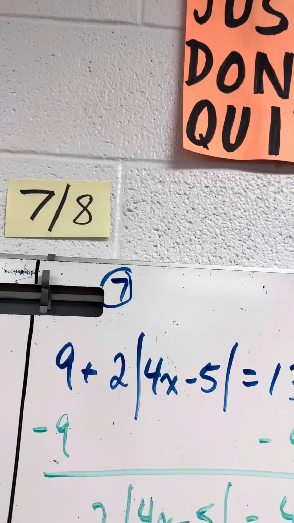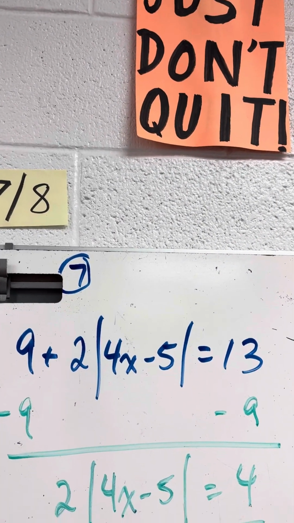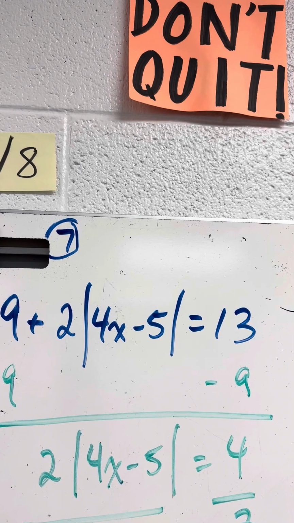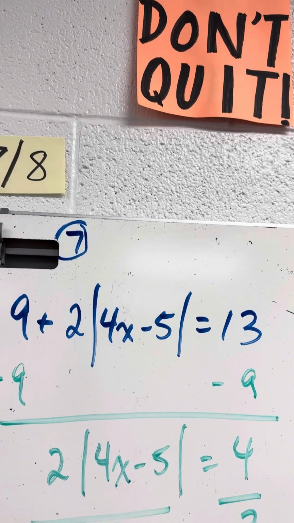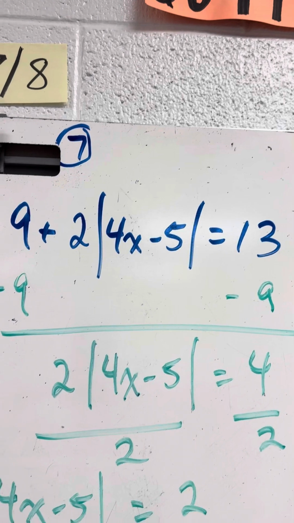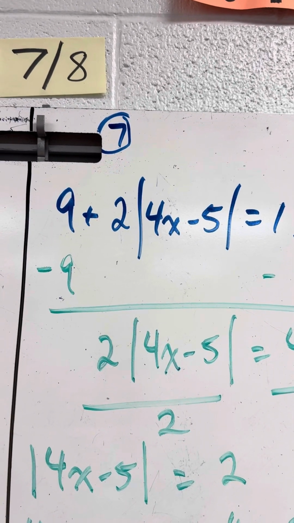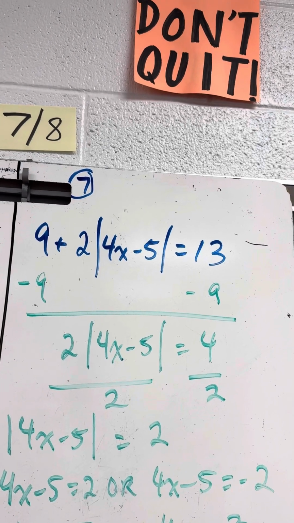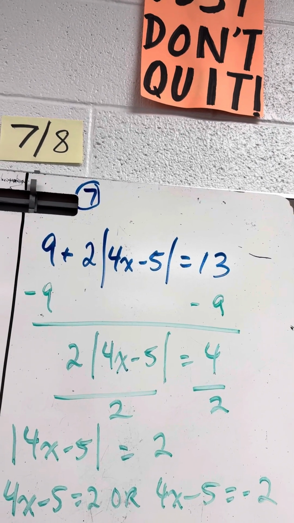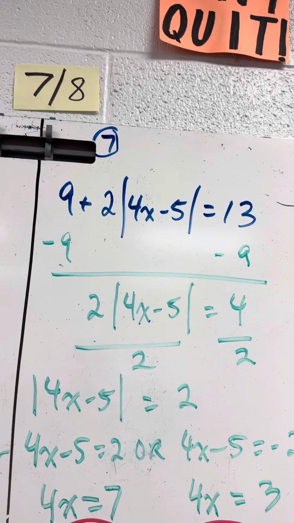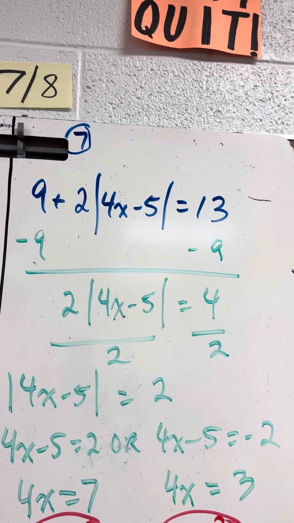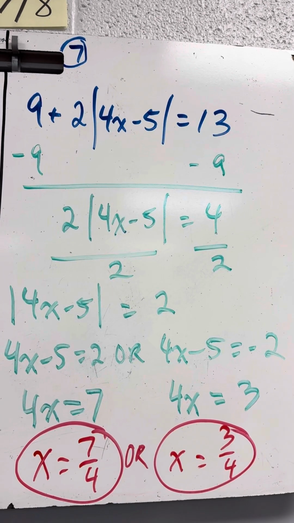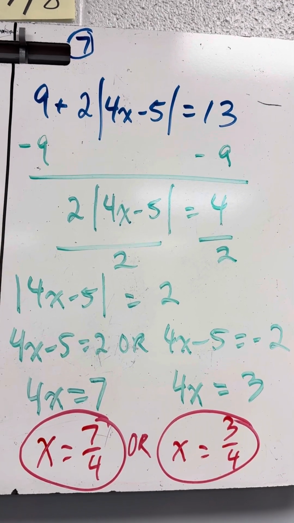I'm going to minus 9 from both sides here. I get 2 times absolute value of 4x minus 5 equals 4. Divide by 2. I get absolute value 4x minus 5 equals 2. So 4x minus 5 equals 2, or 4x minus 5 equals negative 2. Add 5 to both sides. 4x equals 7, or 4x equals 3. x equals 7 over 4, or x equals 3 over 4.